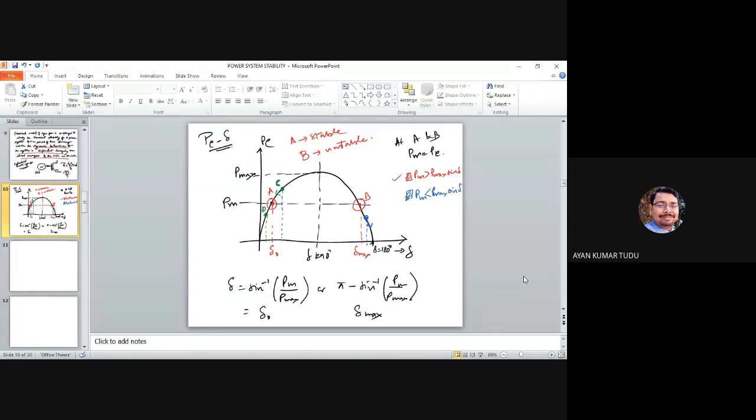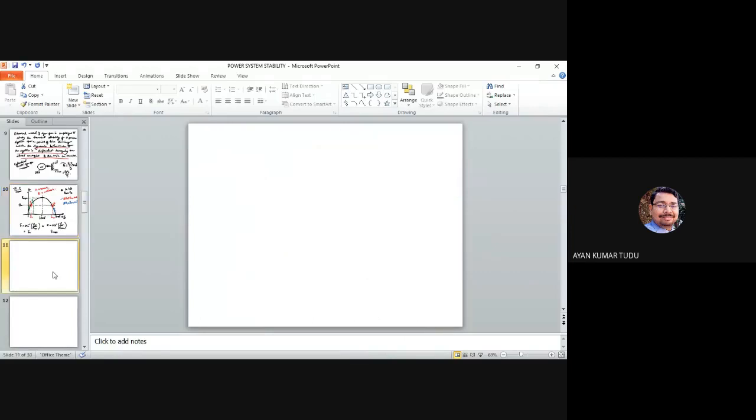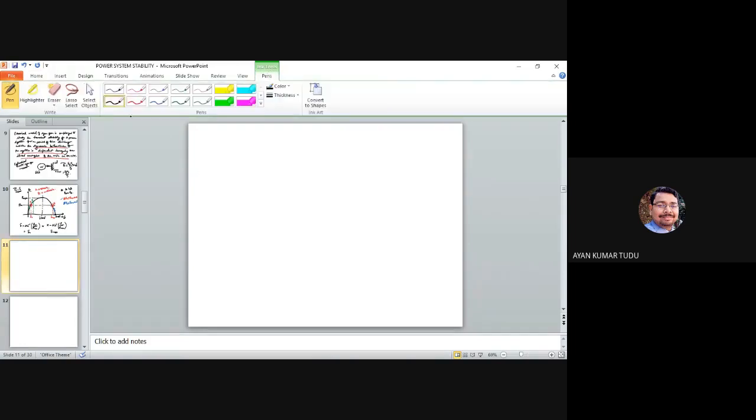Okay, so let's get back to the class. As we have understood from the knowledge of the synchronous generator, in the generator the mechanical input is the torque, and the electromagnetic torque is the output. We can define them as Tm.